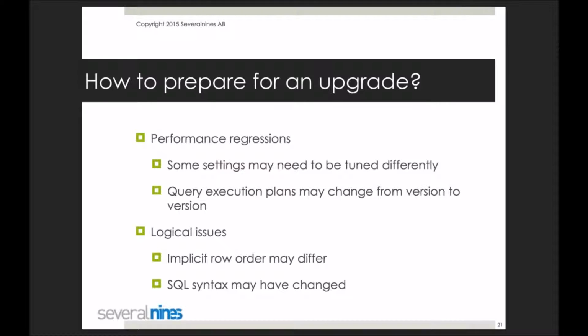Logical issues. I have seen applications relying on queries like select something from table where something else limit 10, and the application relies on a row order in the result set. This is something which may completely change between the versions. Unless you're doing some explicit order by, you can't rely on the row order.